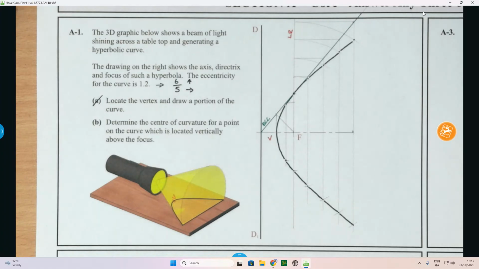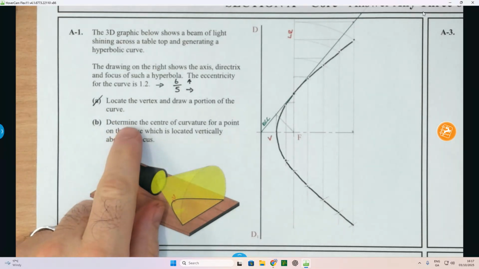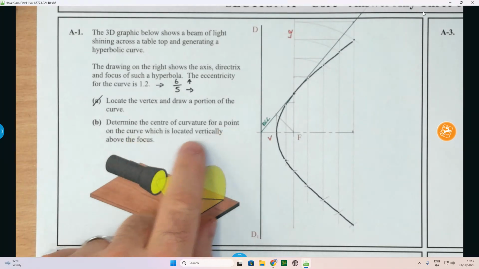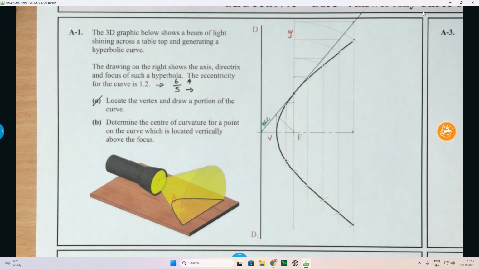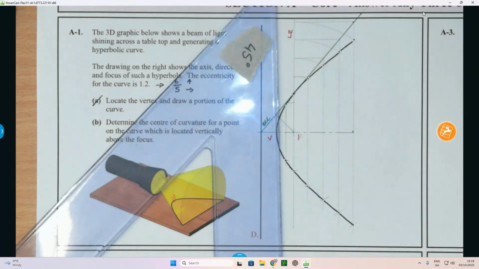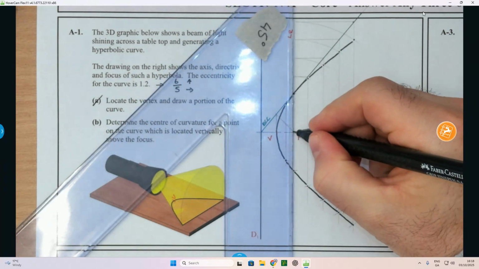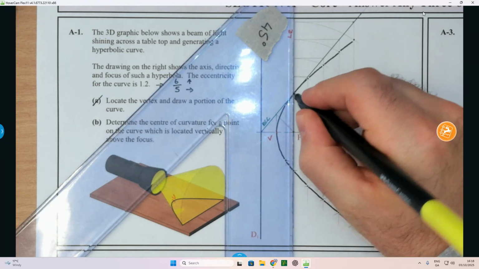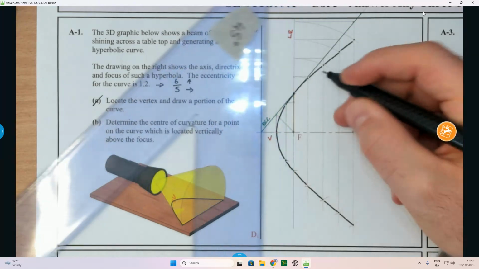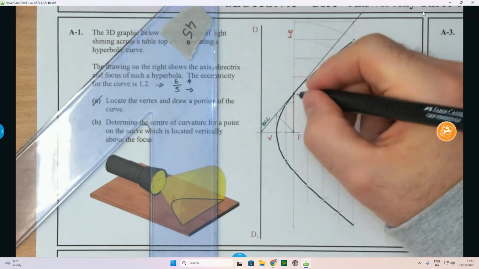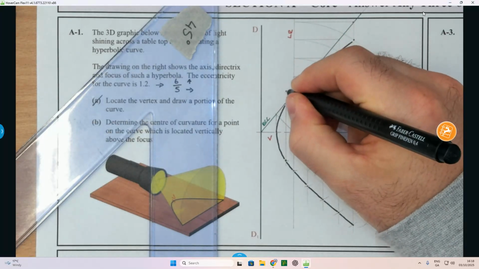Okay, so let's locate that point. We want to find the centre of curvature for a point that is on the curve, and that point is located vertically above the focus. So above the focus, that's our little clue there. So I'm going to draw a line from my focus vertically up, which is actually the latus rectum line. And you can see that little line I've put in there. And where is my point? Well, that's clearly the point right there. And I'm going to call that point P.